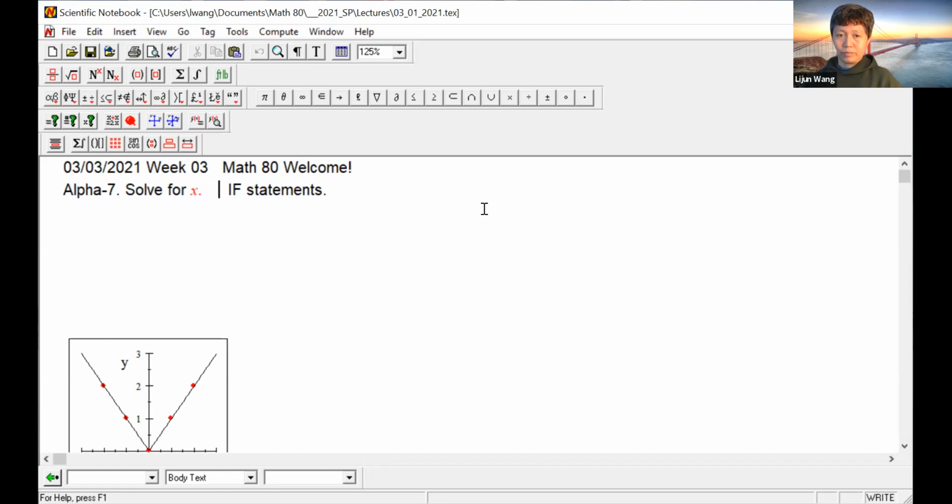Now, when you see solve for x in mathematics, you've probably seen this a lot. Have you seen this a lot? It actually tells you it's an if statement. So solve for x is an if statement. What kind of if statement? How to read the if statement.